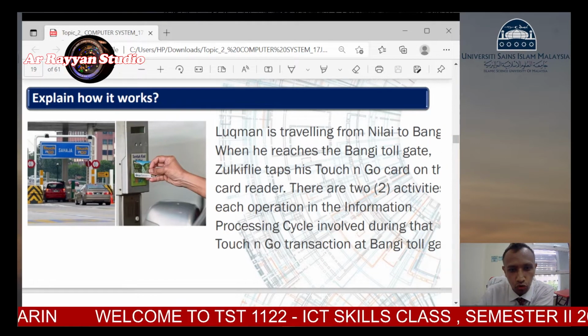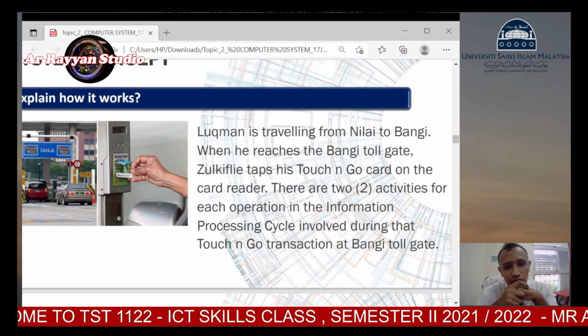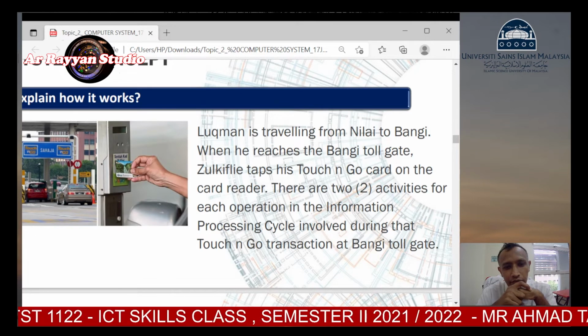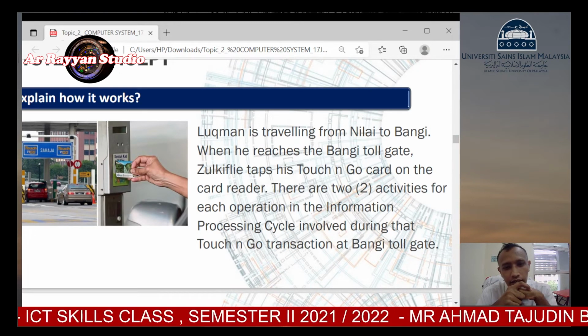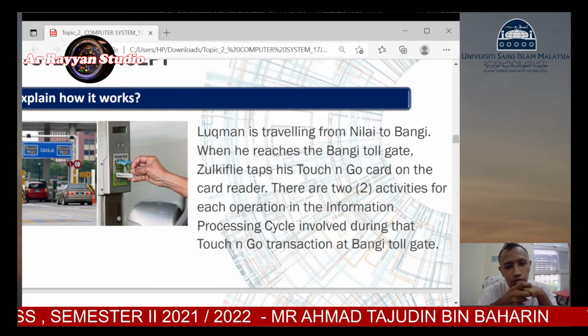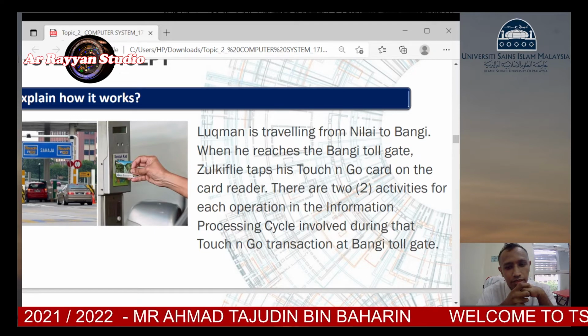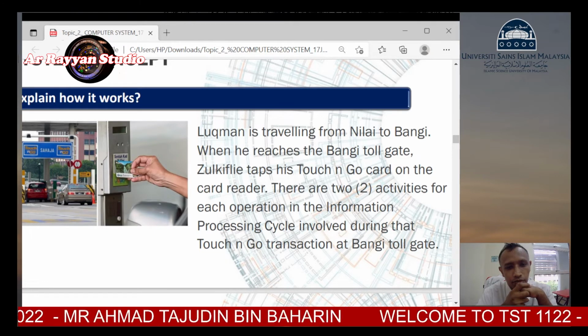Touch and go, right? Lukman is travelling from Nilai to Bangi. When he reached the Bangi toll gate, Zulkifli tapped in his touch and go card on the card reader. There are 2 activities for each operation in information processing cycle involved during that touch and go transaction at Bangi toll gate. So macam mana dia berfungsi?